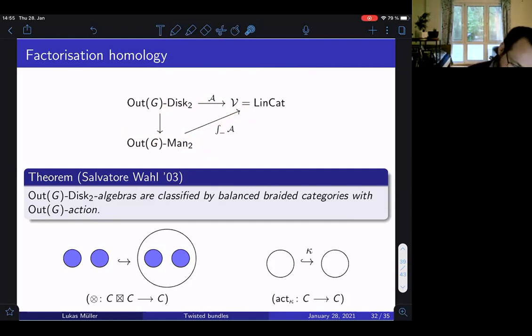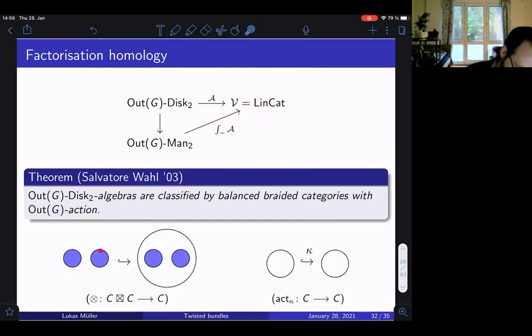But now what's more interesting are these functors here. They actually have been studied for a long time. They are known as, in this case, Out G disk algebras, and they were classified a while ago in a slightly different language by Salvatore and Wahl. They said a functor like this just corresponds to what's called a balanced braided category, which comes with a compatible Out G action. So you don't even need to know what a balanced braided category is. I'm just going to show you two embeddings which will give some structure. And this is all one needs to know, because I'm more or less done anyways.